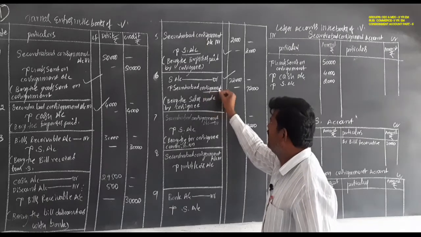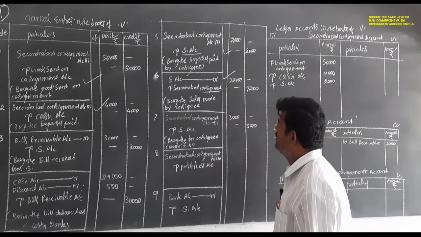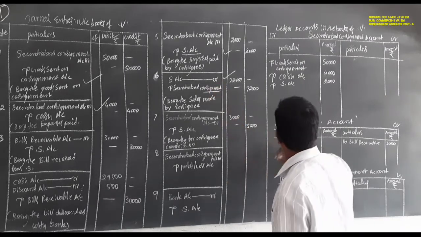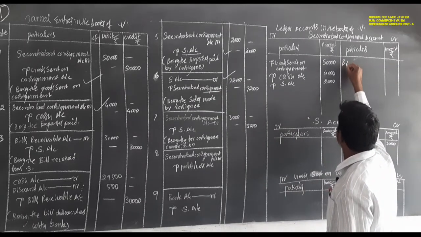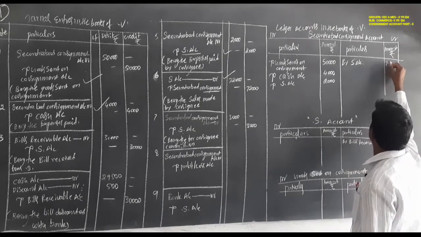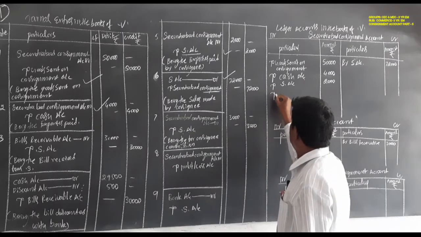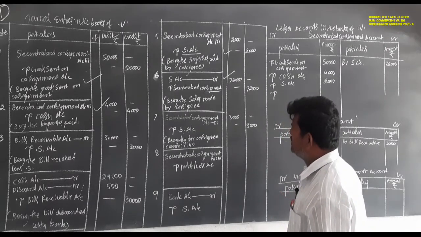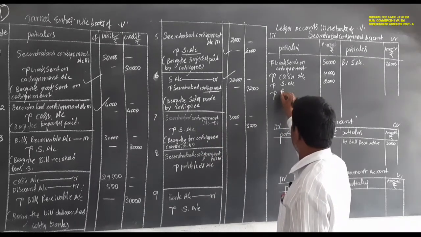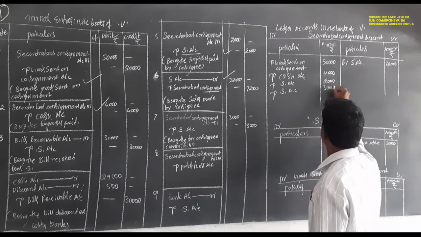As per the ledger principle, whichever account we are preparing, that account is credited. It should be recorded on the credit side. So by S account, amount is 72,000 rupees. Next, commission, Secunderabad consignment account debit to S account. So here also S account for commission, amount is 3,000 rupees.